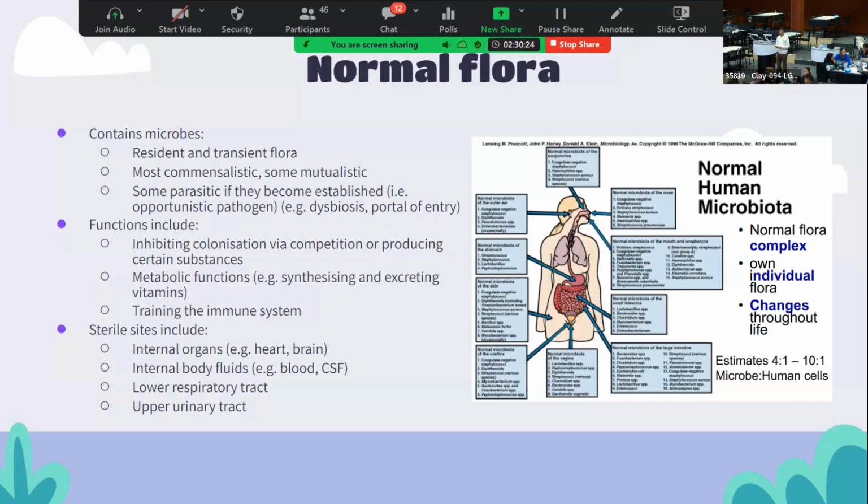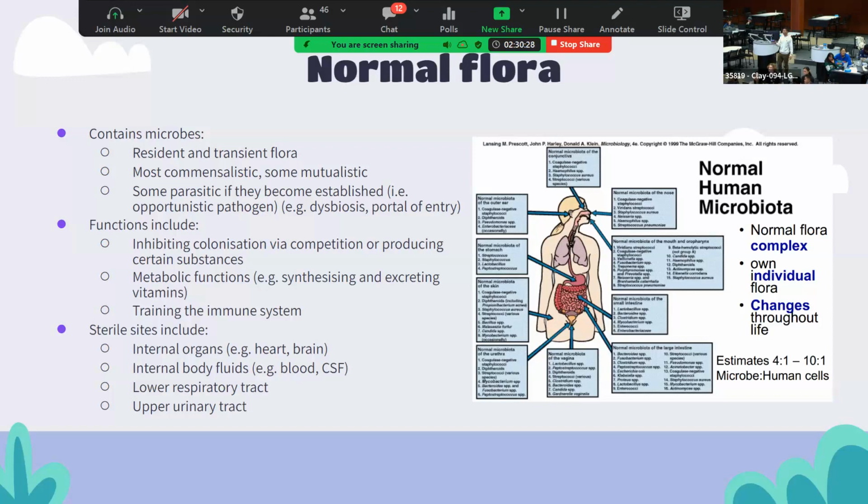And they have a couple of functions. So the non-pathogenic functions, like the good functions, they inhibit colonization of other bacteria via competition and producing certain compounds like lactic acid, things like that. So that can prevent us from some infections. It also has metabolic functions such as synthesizing and excreting vitamins, and it helps train our immune system.